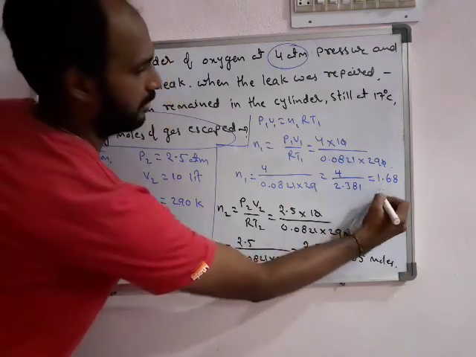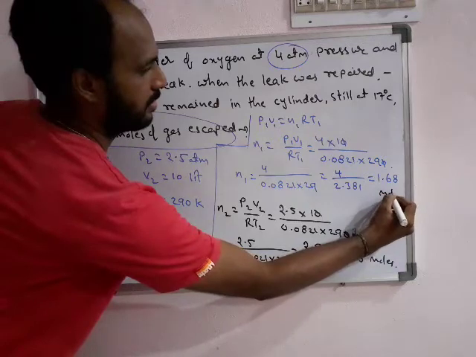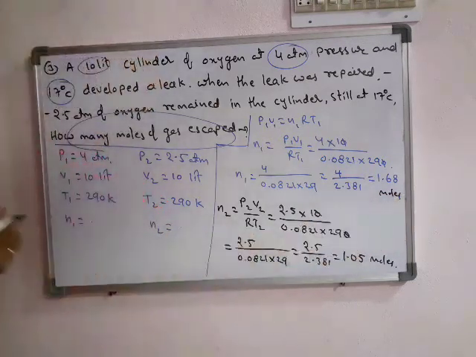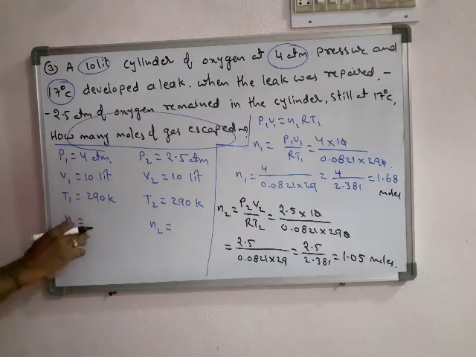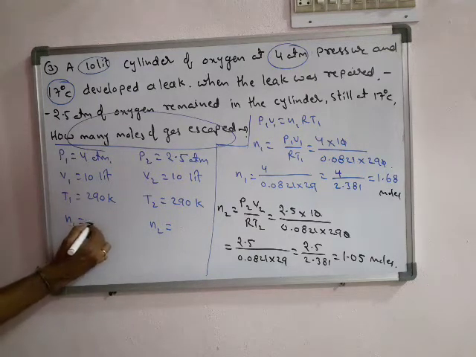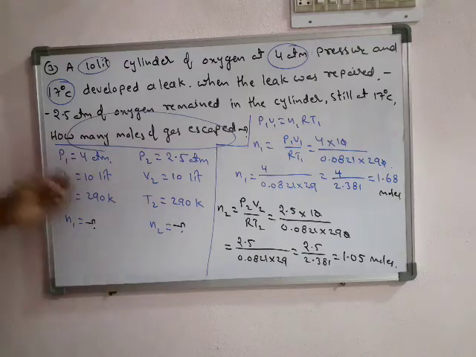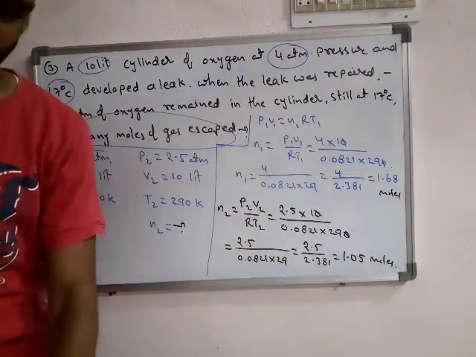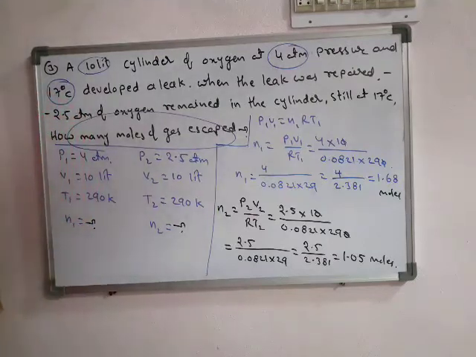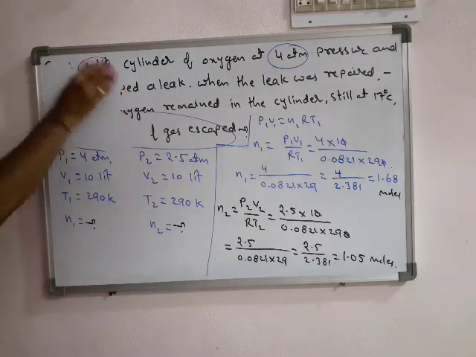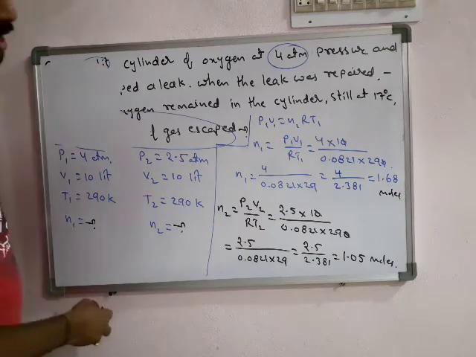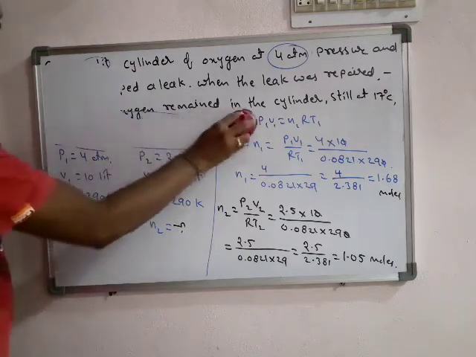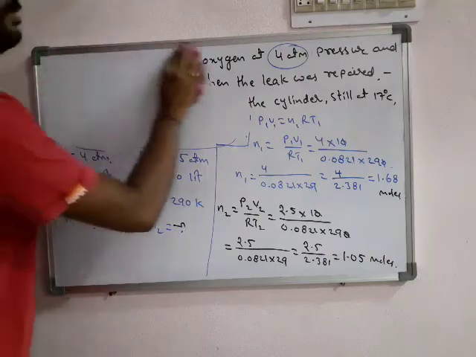So at first these are 1.68 moles. Means at these conditions, N1 you got how much? 1.68 moles. In N2 you got 1.05 moles. Means by changing the conditions, the number of moles changed from 1.68 moles to 1.05 moles.